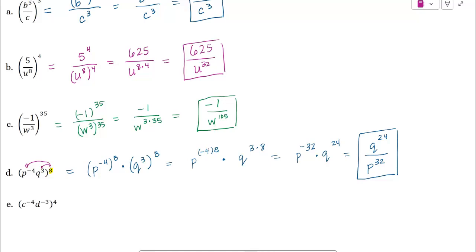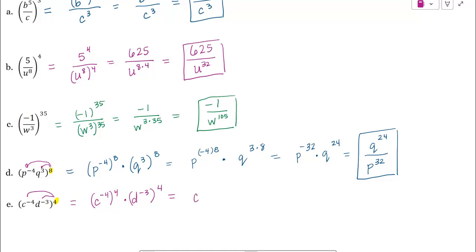And then for our last example, E here, I'll rewrite this as c to the -4th and then raise that to the 4th power. Again, this 4 on the outside is distributing to both of those. And then I've got d to the -3rd power, also raised to the 4th power.